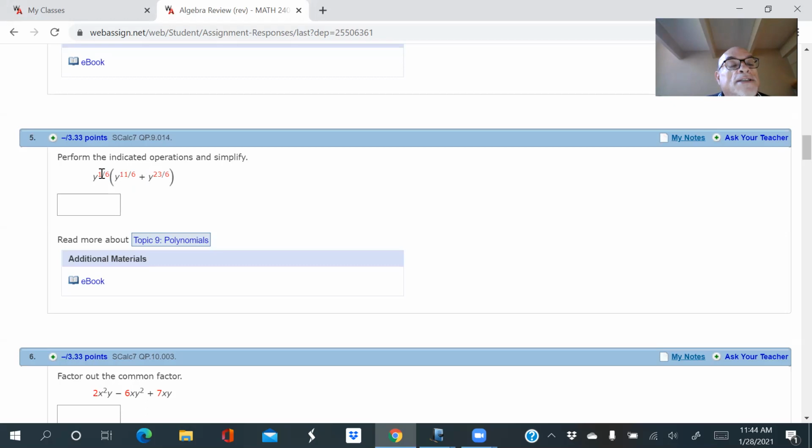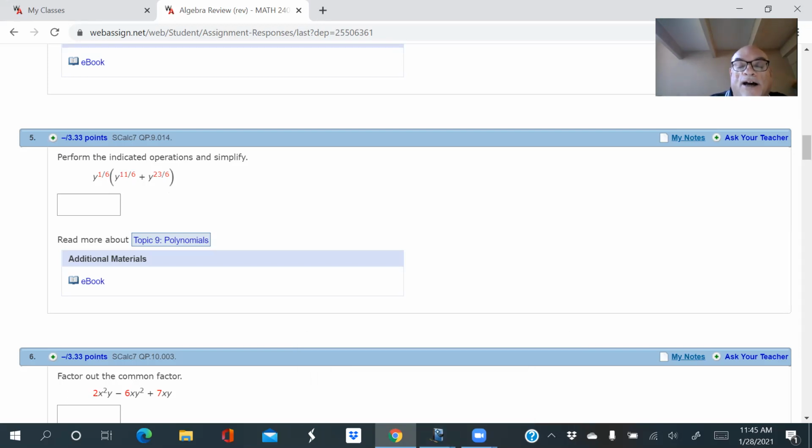So we have y to the 1/6 power times y to the 11/6 power plus y to the 23 over 6 power. In a minute, we're going to remind ourselves what it means to take a number and raise it to the 1/6 power, or to the 11/6 power, much less to the 23 over 6 power. But you really don't need to know that in order to simplify this expression. Okay, let me show you why.